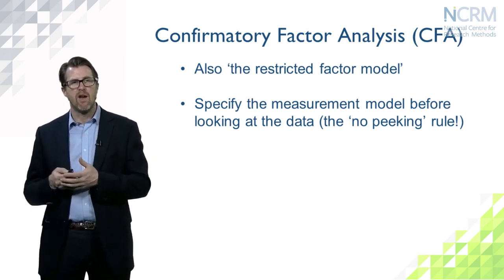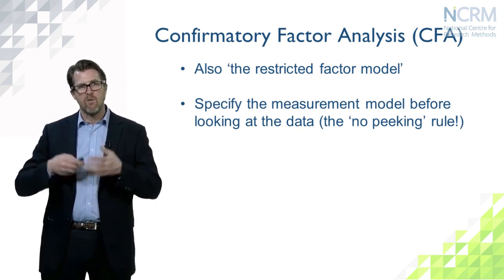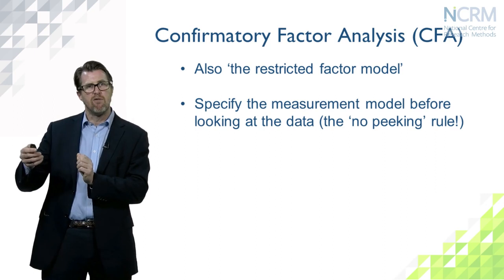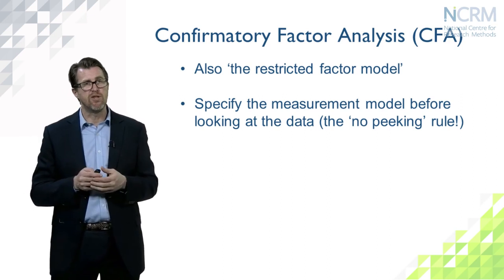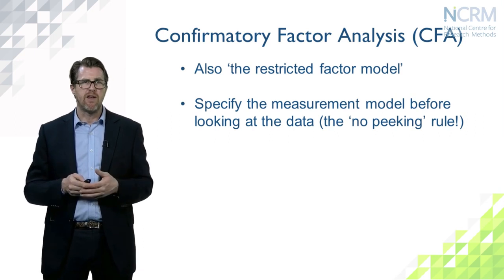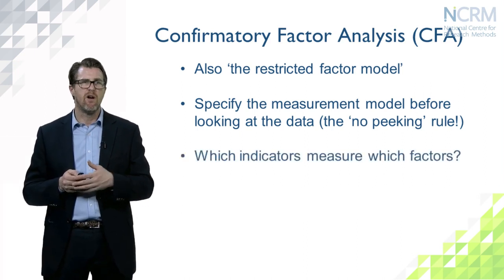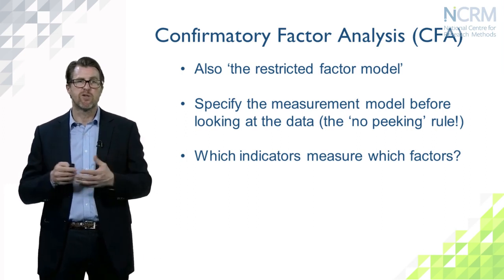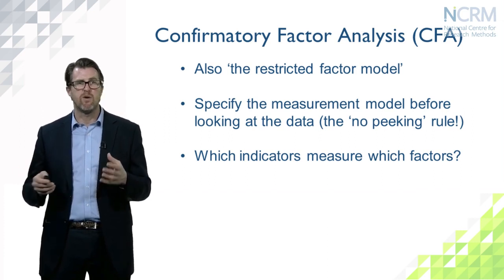If we have a theory about how the indicators are related to our concepts, then we should set that down a priori as our theory and then test it against the data, rather than tweaking our theory as a function of the particular sample data that we happen to have. So when we do things in this way, in a confirmatory way, the key kinds of questions that we have to answer are which indicators measure or cause which, or are caused by which factors? Which indicators measure or are caused by which factors?